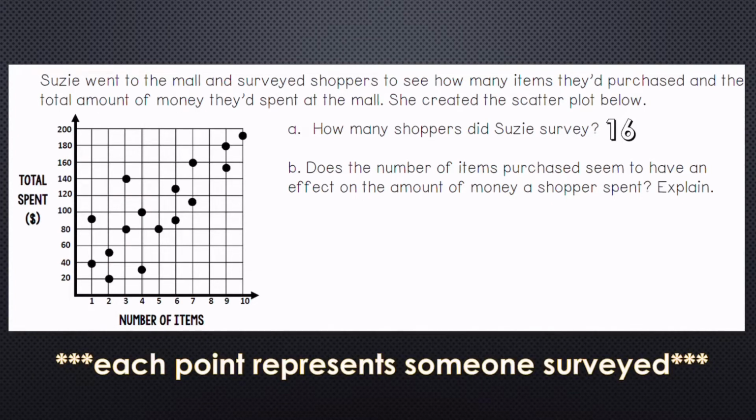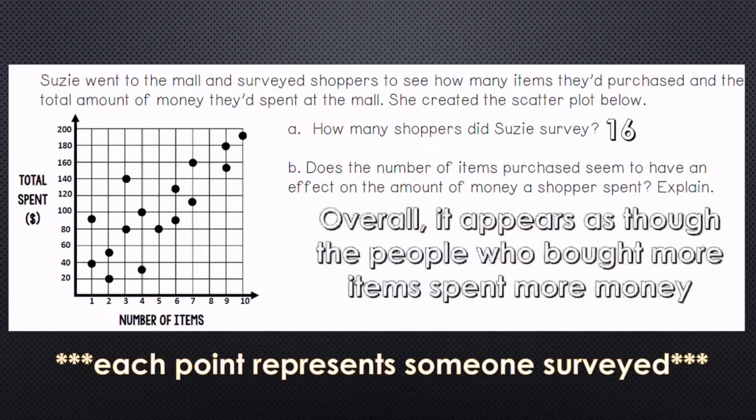So what we can do is we can make predictions and we can look at patterns and we can answer this next question. Does the number of items purchased seem to have an effect on the amount of money they spent? Well, if we look, it almost looks like as they bought more items, their total amount of money spent went up. Yes, there are some cases that they overlap, but overall, and that's what we make a generalization. Overall, it appears as though the people who bought more spent more, which makes complete sense.